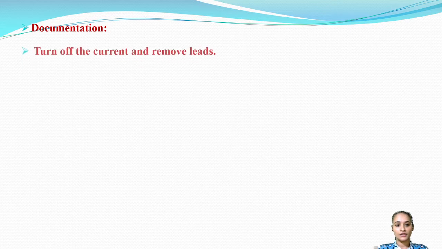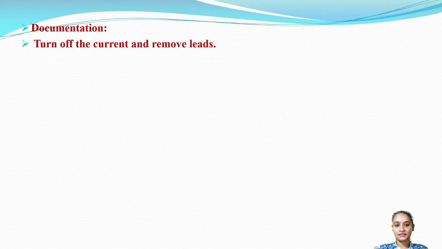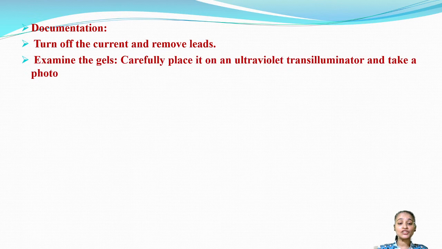So let us see the documentation part. After taking out the gel, you need to check it. Turn off the current and remove the leads. Examine the gels. Carefully place the gel on an ultraviolet transilluminator and take a photo.